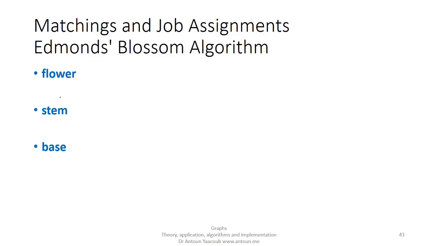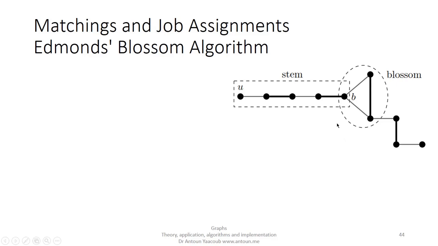So we have here the different definitions: flower, stem, and base. I will directly explain them on an example. So we have a graph, and obviously we have a matching M. As you can see, I have those vertices, those are matched, and so on. So for example, U and this vertex, they are unmatched or unsaturated. So given a graph and a matching, a flower is the union of 2 alternating paths from an unmatched vertex to an unmatched vertex, where one path has odd length and the other one has even length. So this is, for example, a flower.